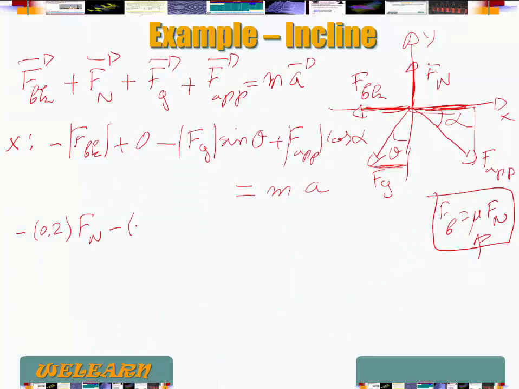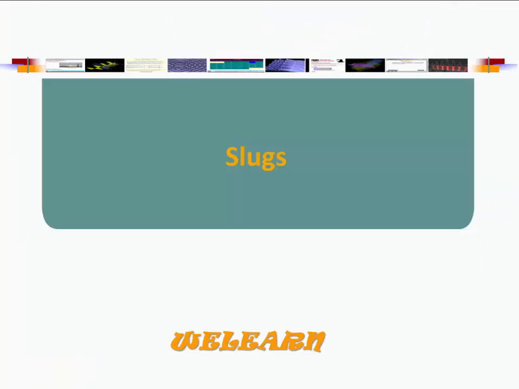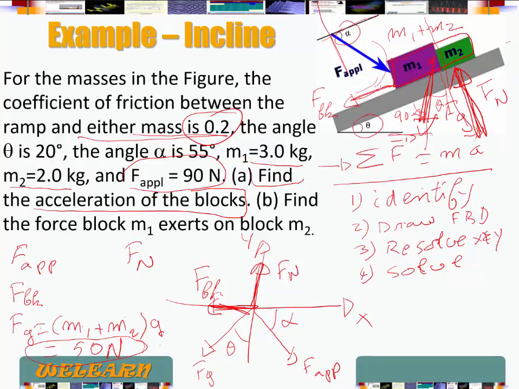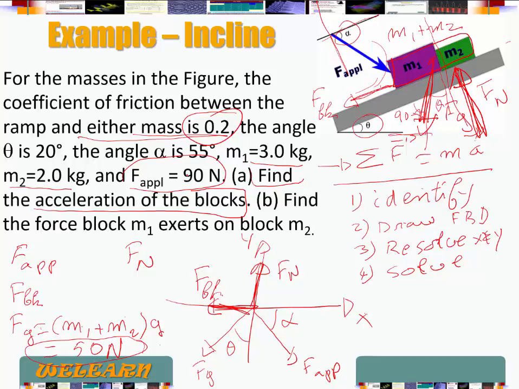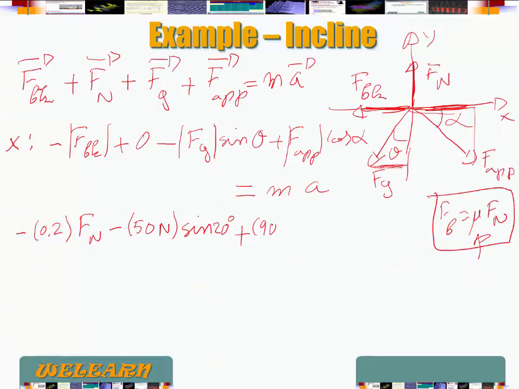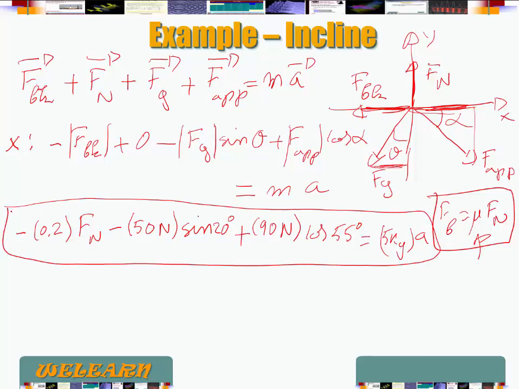So 50 newtons times sine of the angle theta, which is 20 degrees, so it's sine of 20 degrees, plus Fap, which is 90 newtons, cosine alpha, where alpha is 55 degrees, and that's equal to 5 kilograms, the combined mass, times A. So this is one equation with two unknowns, Fn and A. So we need to write the equation along the y.